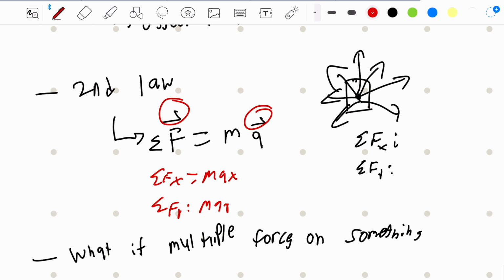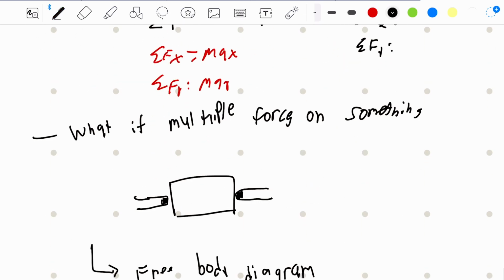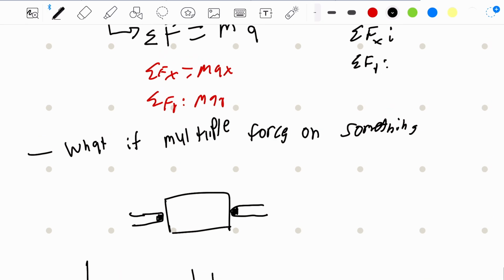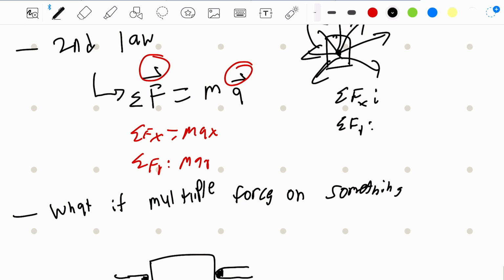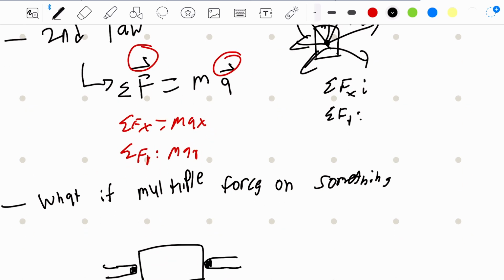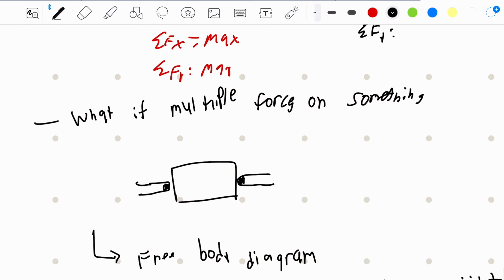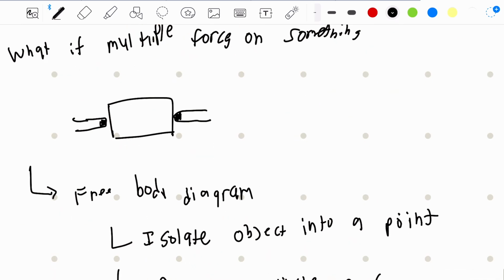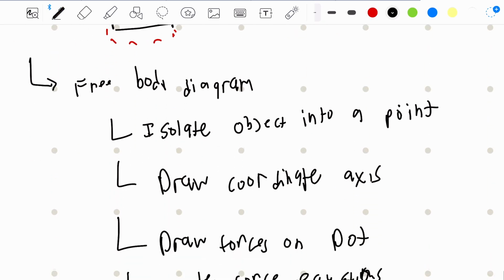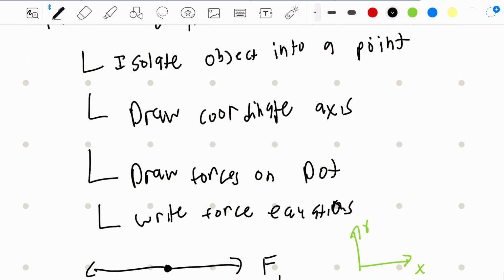Now, again, what if there are multiple forces acting on this thing? Take this little block here, for instance, with 2 fingers pushing on it from either side. If there's not just one force, it can't just be force equals mass times acceleration. You have to do something called a sum of forces equation and a free body diagram. So what's a free body diagram? A free body diagram is essentially isolating the object, cutting it off from the rest of the world, and drawing it at some point in space. So we isolate the object into a point, draw a coordinate axis system, draw the forces on the dot, and write a sum of forces equation.